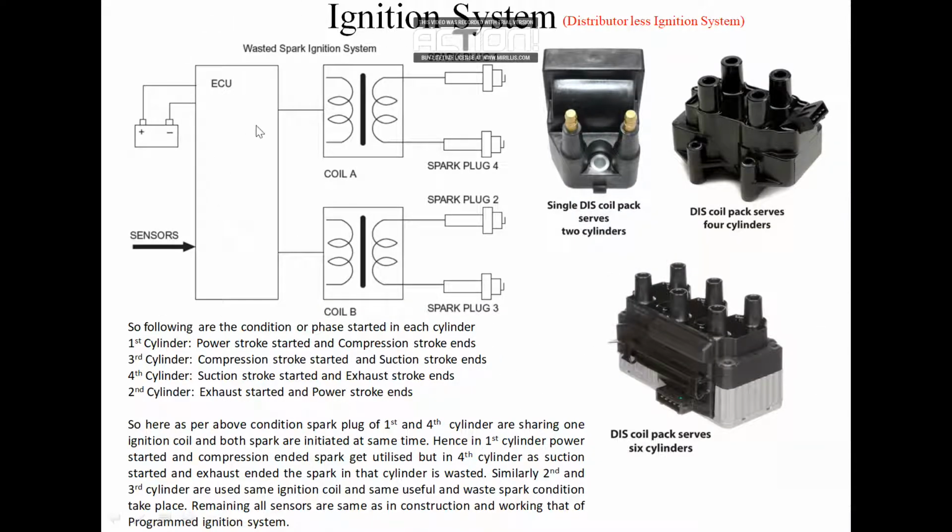Here the waste spark type distributorless ignition system is shown in this slide. Consider this is our ECU, which has the power source from the battery and a number of sensor inputs. On that basis, and on the basis of engine maps loaded into the microcontroller, it decides the engine timing and gives the input to coil number A and coil number B. Coil number A has two spark plugs: the spark plug from the first cylinder and a spark plug from the fourth cylinder. Coil B has the spark plug for the second cylinder and the spark plug from the third cylinder.